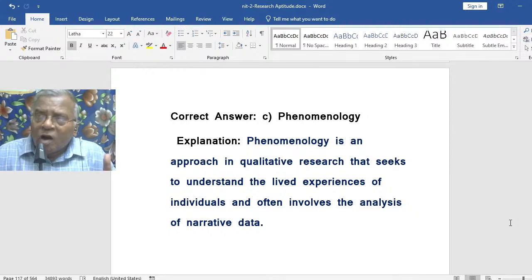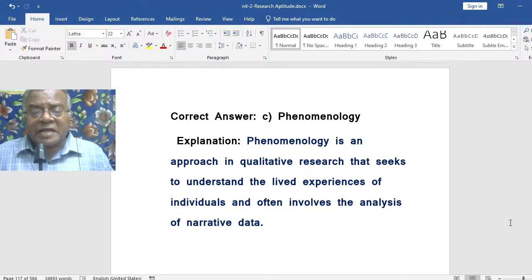Narrative data means what these corona people say as their experience, and then you analyze that, the lived experiences of individuals, because they have undergone this because of this coronavirus. So this is phenomenological research.